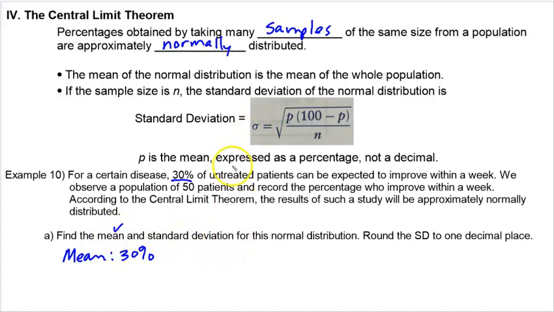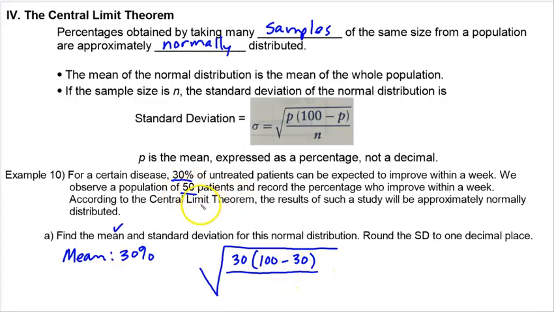So that's where our formula is going to come in. It's going to be the square root of P, the mean as a whole number, times 100 minus P, and then divided by N, which represents the sample size, which in this case is going to be 50. All right, so we go to our calculator, and the square root of this fraction, and you can try this out, is 6.5, and that answer will be as a percentage. All right, and we're rounding to 1 decimal place.